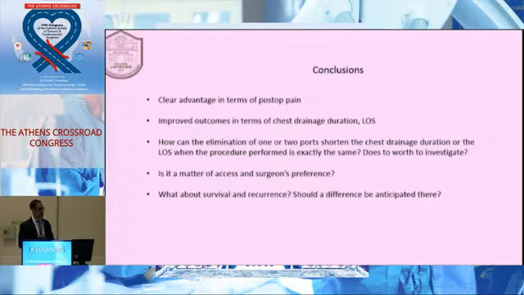We should actually decide, is it a matter of access and surgeon's preference? It is certainly not a different treatment for lung cancer. And we should try to evaluate the outcomes, and we should try to compare long-term and significant outcomes like survival and recurrence. Thank you very much.